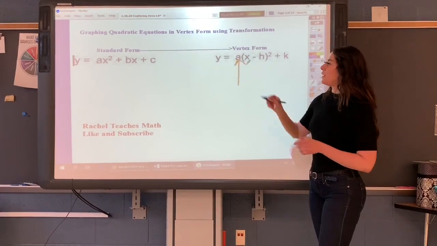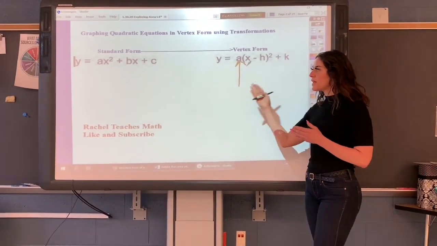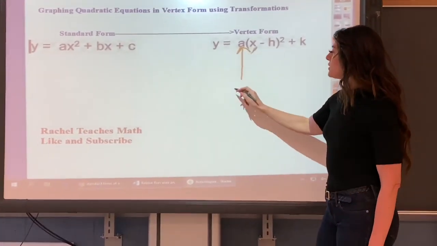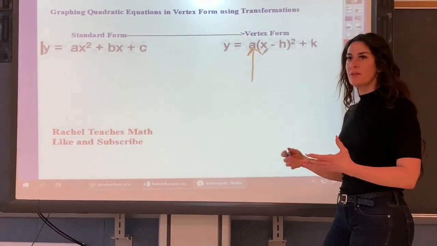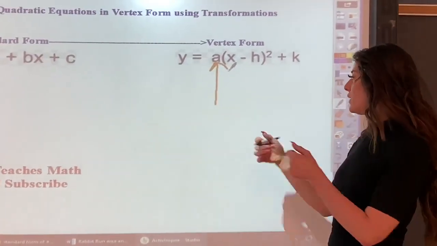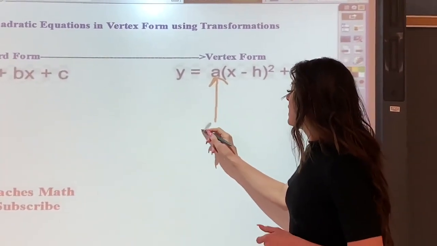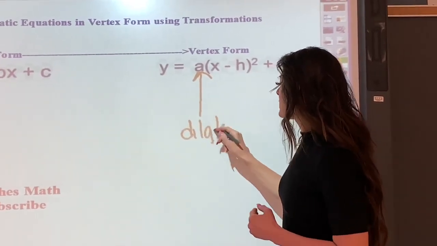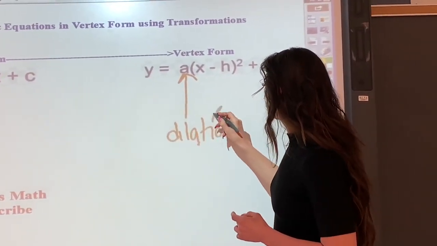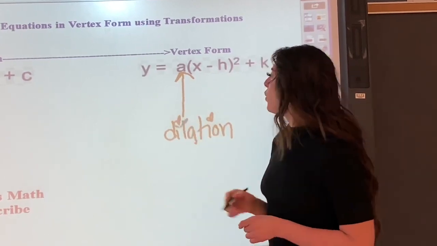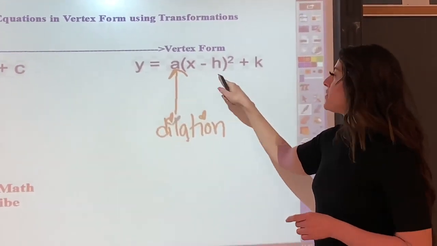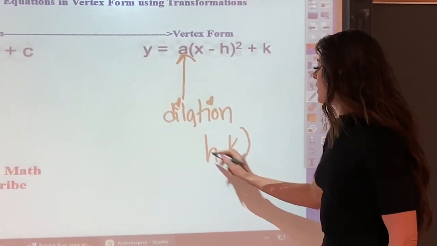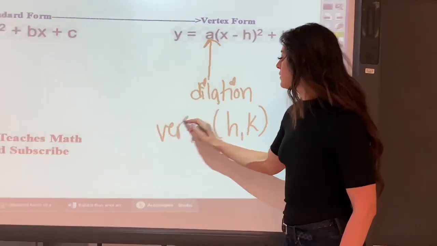Hopefully, you remember what A stands for. It has the same meaning as A in your standard form equation. That represents your growth rate or your dilation, how quickly your function is growing. I'm going to say this is your dilation, which means it's either growing faster or slower. Within the parentheses, H and K represent a coordinate. So it's the coordinate of your vertex.